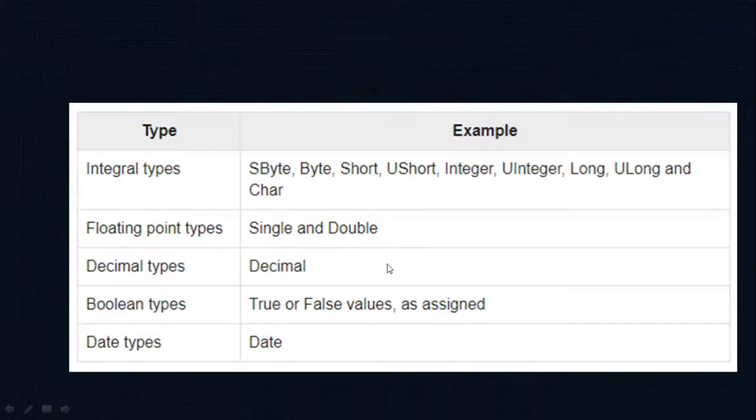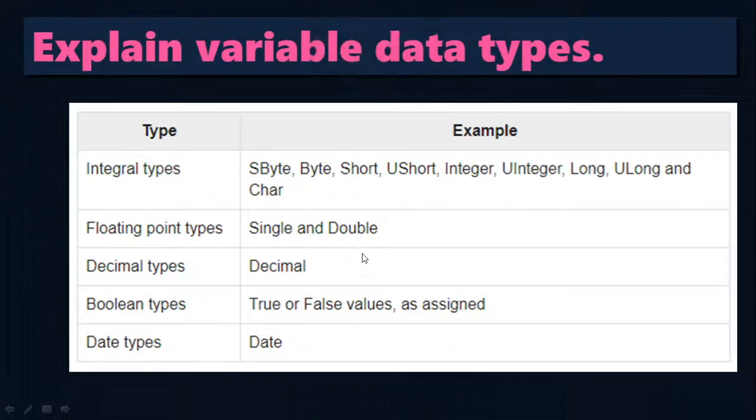Right. So the next question is, what are the data types? What are the variable data types you can use in VB.NET? Here you can use SByte, byte, short, ushort, integer, uinteger, long, ulong, and character. Here is SByte, signed byte. This is a regular byte, and there is an unsigned short integer like this. Apart from this, you can use single, double, decimal. If it is a boolean, true or false. If it is a date, there is a date. If it is a string, it is a string.